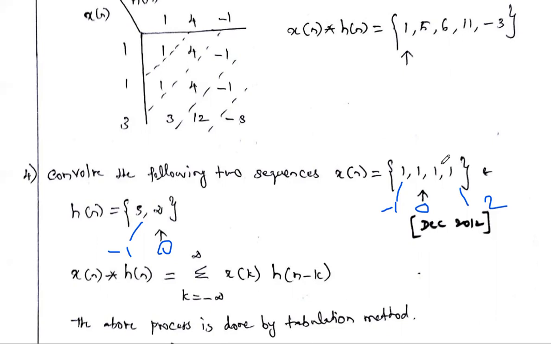But if x of n and h of n are given as mathematical expressions or signals like a power n u of n, in that case we may use the mathematical method. So in the next video, we will discuss how to solve this convolution process using the mathematical method.